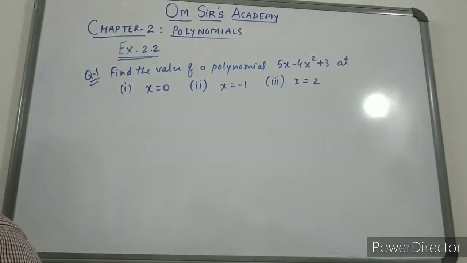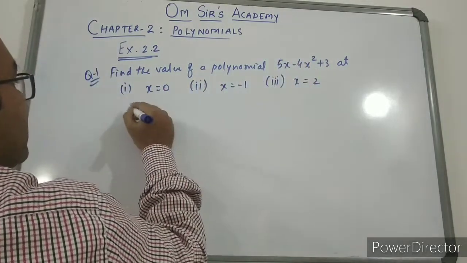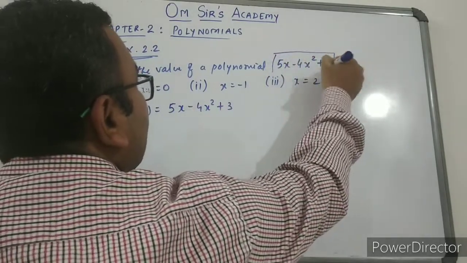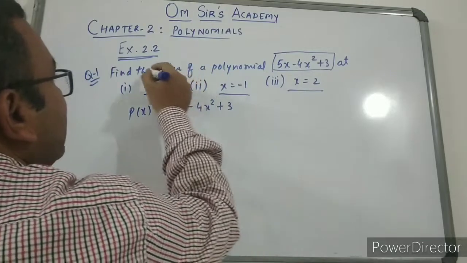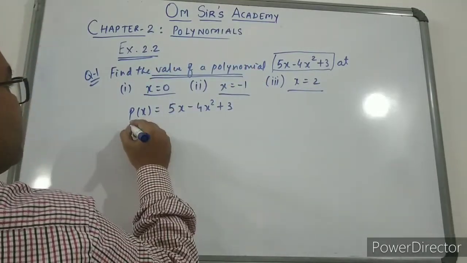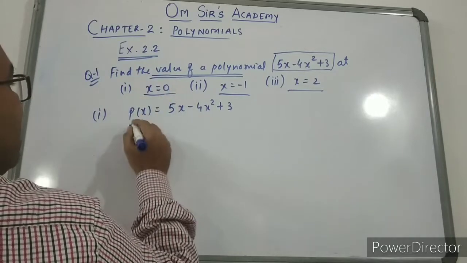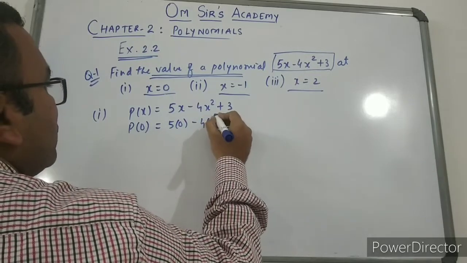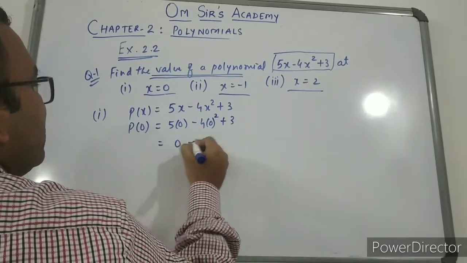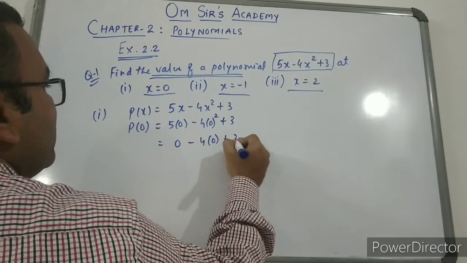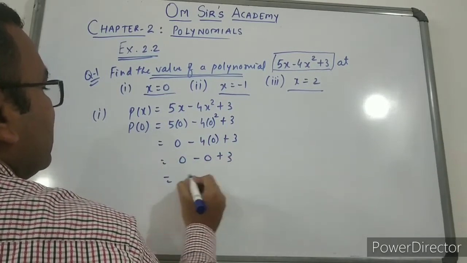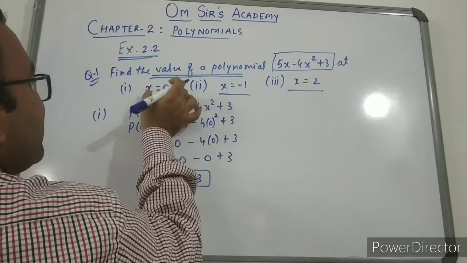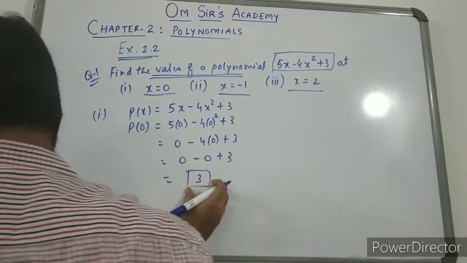So I have already discussed this with a previous example. So what is our polynomial? P of x is 5x minus 4x square plus 3. This is our polynomial, and we have to substitute these values and find the value of the polynomial. So first one we are doing, instead of x we substitute 0. So we will get 5 into 0 minus 4 into 0 square plus 3. It will be 0 minus 4 into 0 square, which is 0, plus 3, that is 0 minus 0 plus 3, that is 3. So this is the value of the first case, that is if I substitute 0 in this polynomial, the value of the polynomial will be 3.